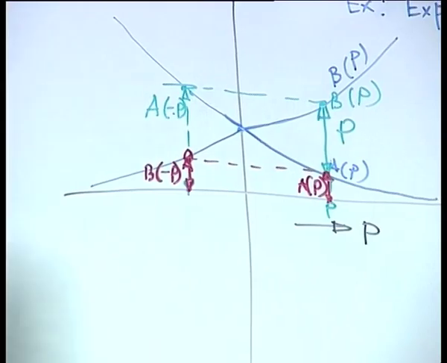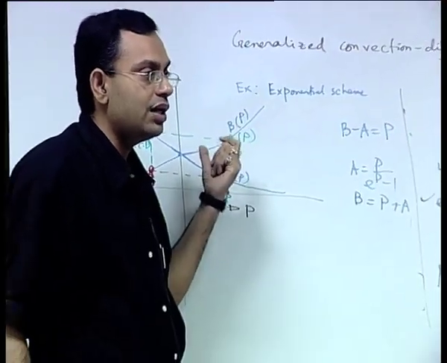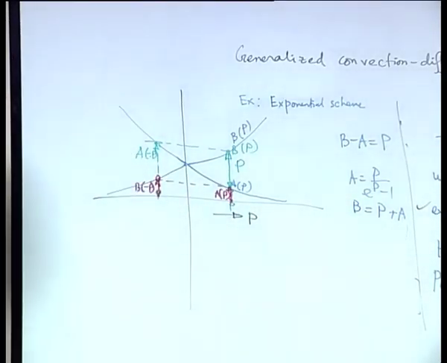So, all the important characteristics, B minus A equal to P, B of minus P equal to A of P, and A of minus P equal to B of P, are evident from this sketch.